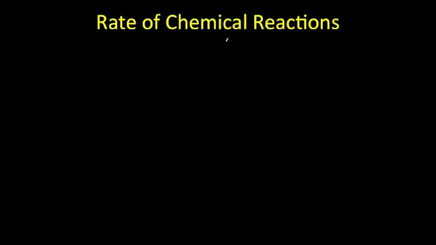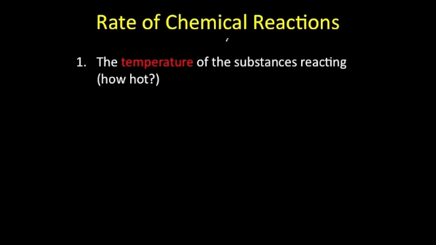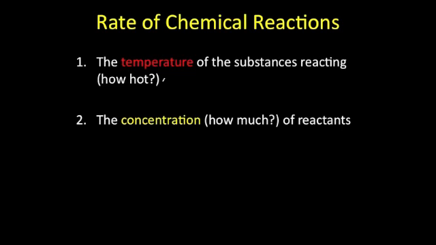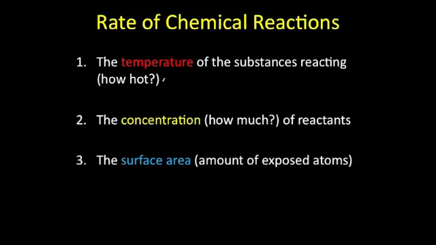Okay, today we're going to discuss how temperature affects the rate of a chemical reaction, how hot or how cold the environment is that the chemical reaction is occurring in. Okay, we'll talk about the concentration of the reactants, meaning how much of the stuff of the reaction is there, how many atoms are actually there that are going to be able to react with one another. The surface area, meaning how many of those atoms are exposed.